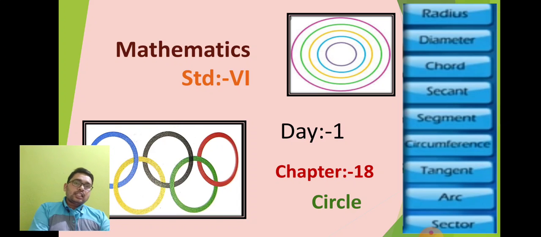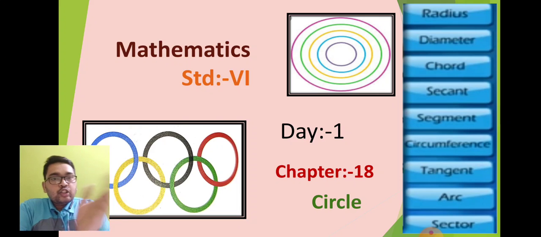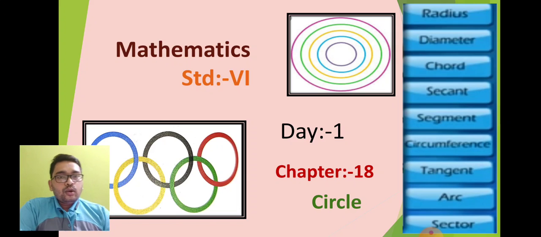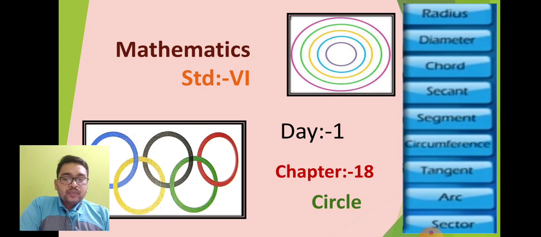In today's class, we are going to learn about the different parts of the circle. Already in your previous class, you have learned about the definition of the circle, and some parts like radius, diameter, circumference, chord, and some more parts like the secant of the circle and segment of the circle. All these parts you have already learned in the previous class.